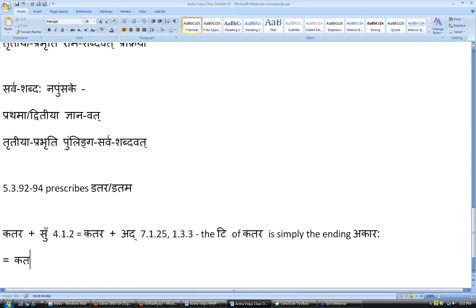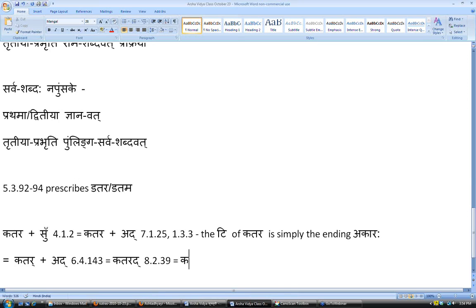Katara plus Ad, and that is 6.4.143, and finally we get Katarad. Katarad is what we get. And of course, here we can do Jhalam Jashonte by 8.2.39, and then by Avasane we'll get the usual two forms, Katarat and Katarad. That's the usual thing. We don't write these most of the time, but it's understood. It's Jhalam Jashonte and Avasane.